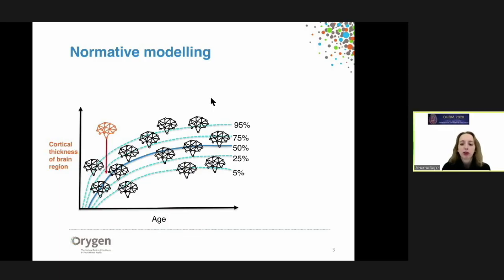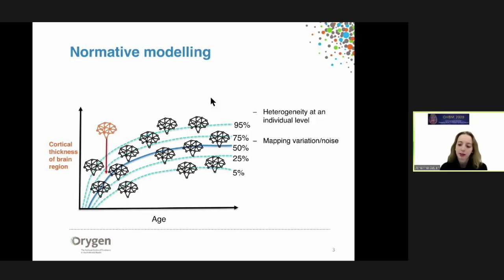The appeal of normative modeling for the field of neuroimaging is that it allows to capture heterogeneity at an individual level, thus allows to make individual predictions. This goes beyond the approach that is currently used in many neuroimaging studies, which is just comparing group averages.